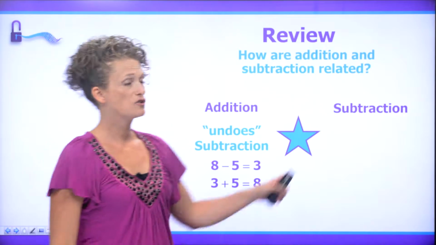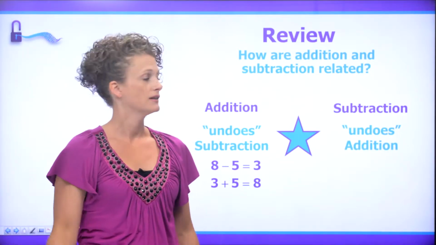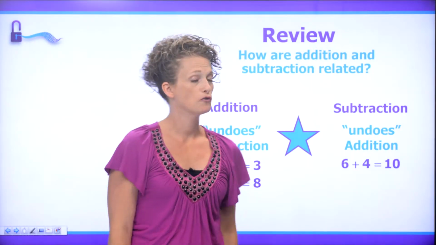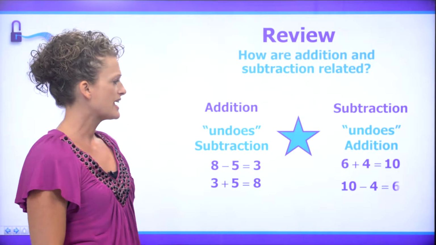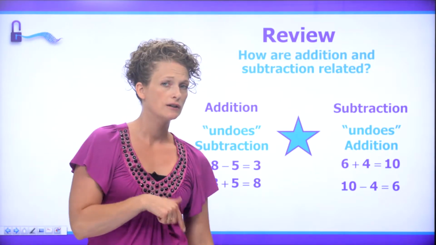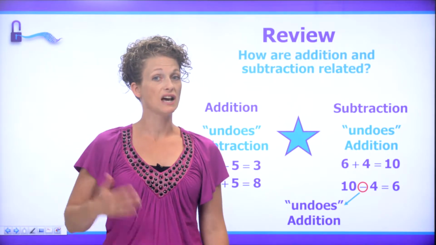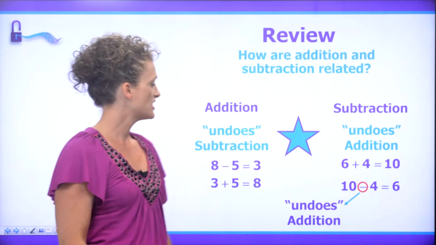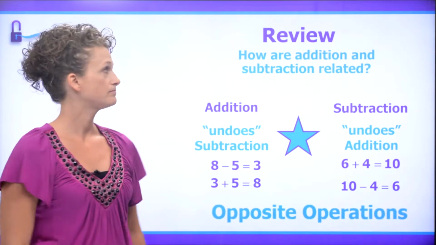So now let's look at subtraction, and subtraction undoes addition. So here's 6 plus 4 equals 10. That's a simple addition problem. Well, 10 subtract 4 equals 6. So this subtraction is what undoes the addition. And these are what we refer to as opposite operations.